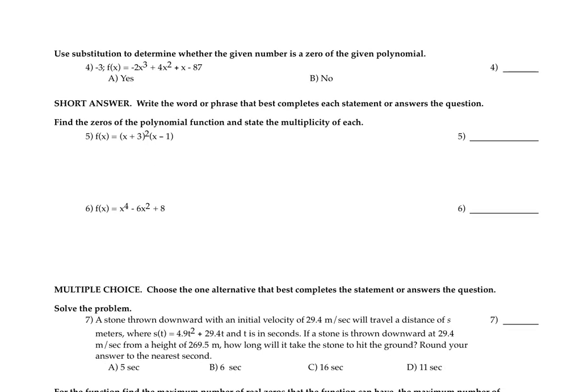Okay, substitution. All you have to do is plug it into the function. You could also put it into your y equals and see what y values you get if you want to do it that way. But your answer here is a simple yes or no. If we get an answer of 0, then it's a 0. So when I plug -3 in for x, do I get an answer of 0? If I do, it's yes. If I don't, then it's no. Okay, that's all you've got to do.